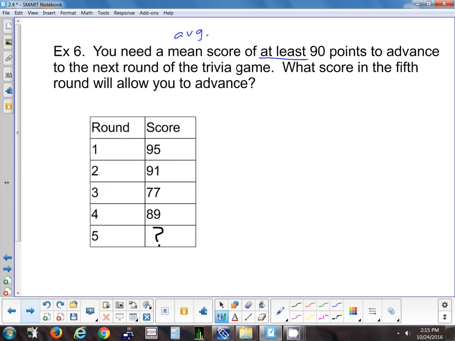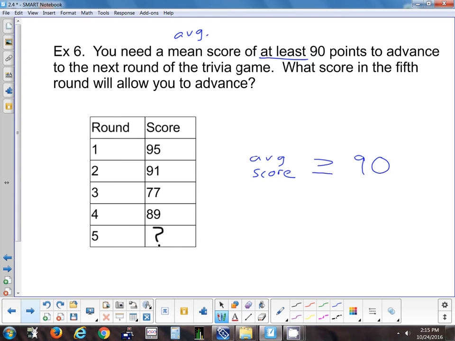So when you see the phrase "at least," that means that number or higher, right? So this problem says that to go to the next round in this trivia game, you need a score of 90 or higher, okay? So let's write that down. We want the average score. So what inequality symbol is that? 90 or higher. Right, I want the average score to be greater than or equal to 90. Okay? That's what I need to figure out. As long as my average score is greater than or equal to 90, then I go to the next round.